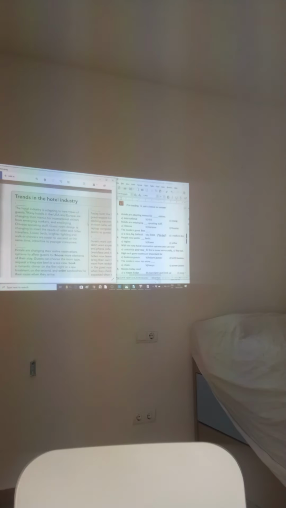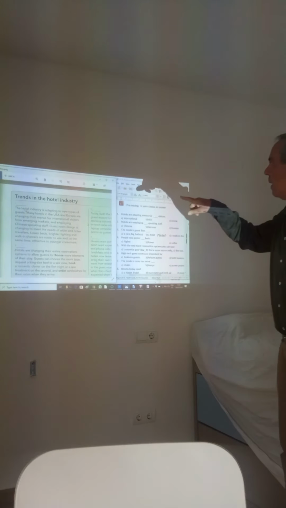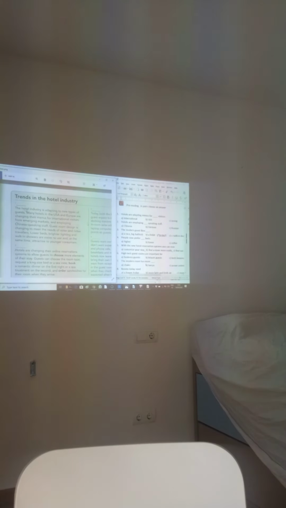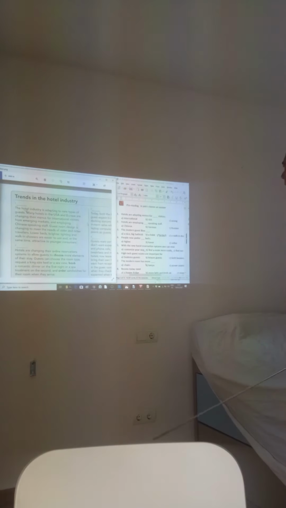check out the answers. Number one, hotels are adapting menus for international visitors. That's line 3. Where's the line 3 here? Okay, good. Remember that this is just a text, and we were guessing. It doesn't mean that this is the absolute truth. So it's just like a little bit of a game. That's according to the author of this text.